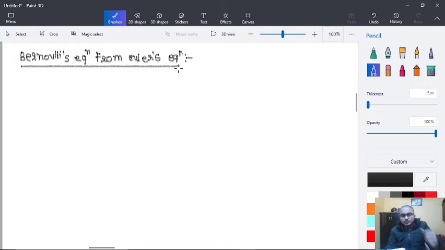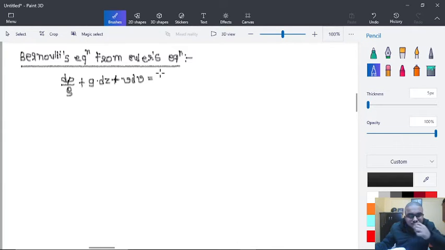So here first we will write down our Euler's equation, that was dP by rho plus G dz plus V dV equal to 0. So now we will be integrating this equation.